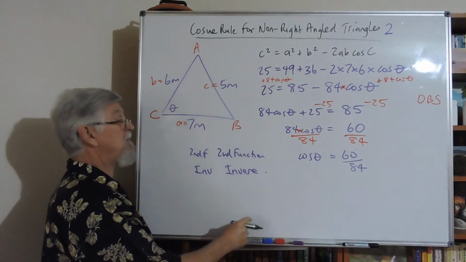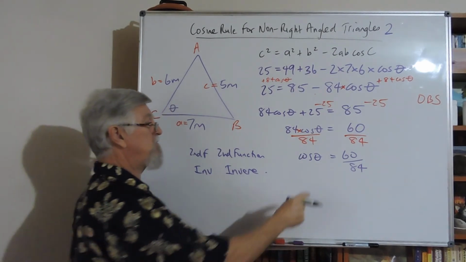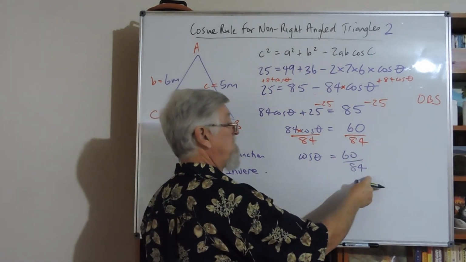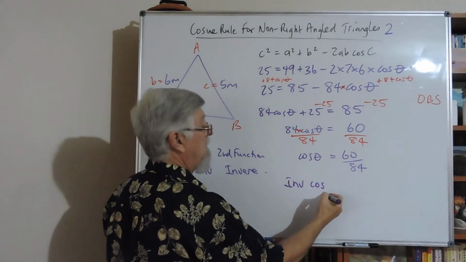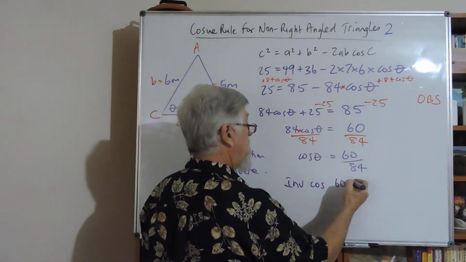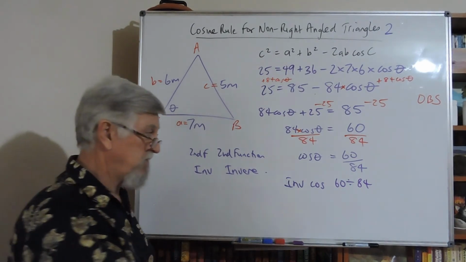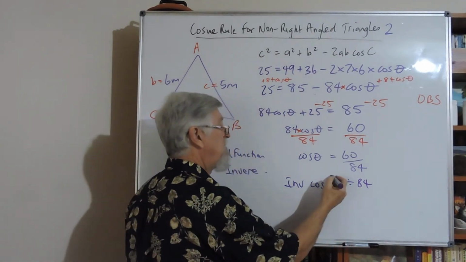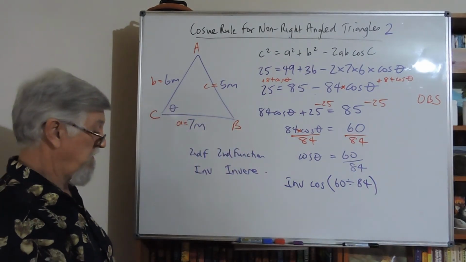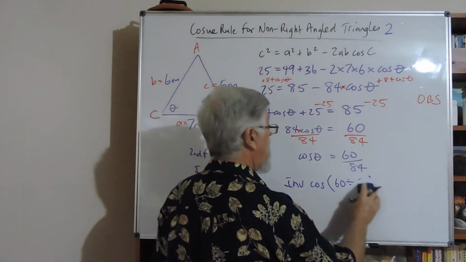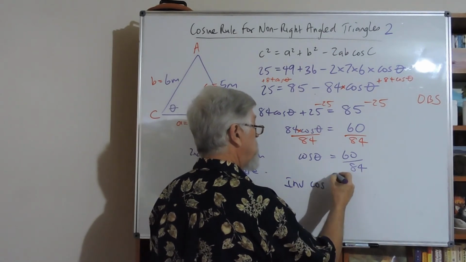So how do we reverse it? We press the second function, then the cos button, and that says to the calculator that you're finding the angle using these numbers. So if you just go inverse cos, and then you type in the 60 divided by 84, there is a problem. The calculator doesn't understand that that's a fraction. So you've got to tell it using brackets that you're going to do the division with brackets around it. That's one method.